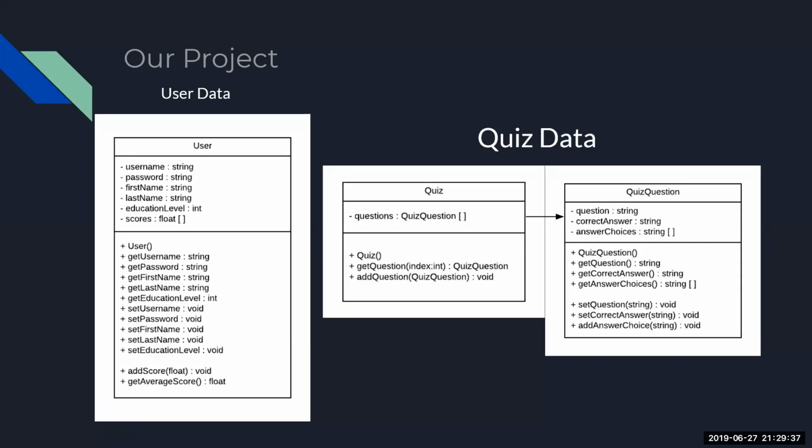Two other important entities in our project are the quiz class and the quiz question class, which stores the questions and answers. The basic construction of these classes is similar to the user class. The arrow in the diagram shows the relationship of the quiz class to the quiz question class. The quiz class is composed of an array of quiz questions.